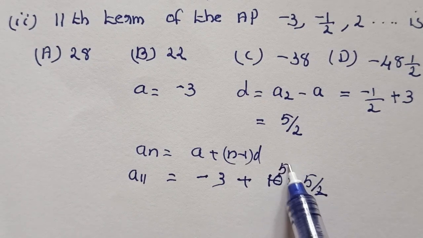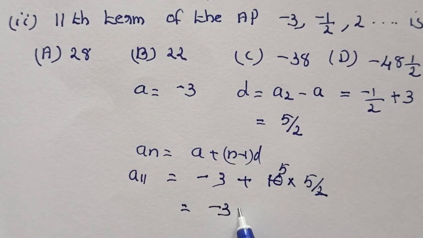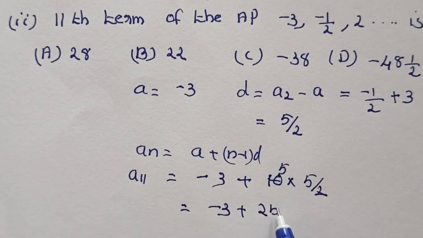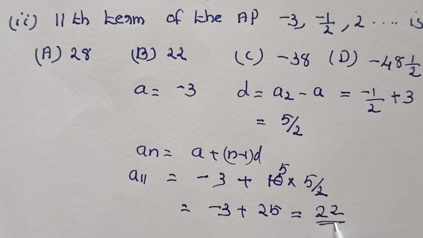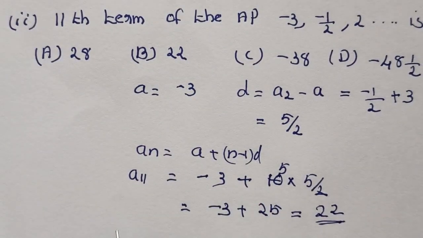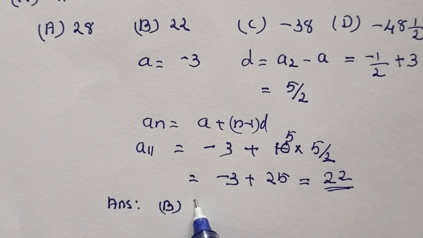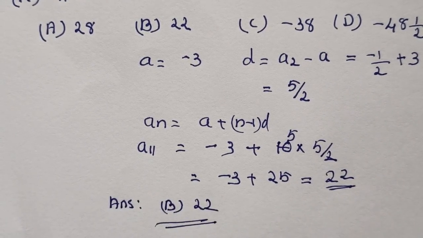Cancelling, we get 5. 5 fives are 25. So it is equal to -3 plus 25, which equals 22. So here option B, 22, is the final answer. So the required answer is option B, 22. Okay.